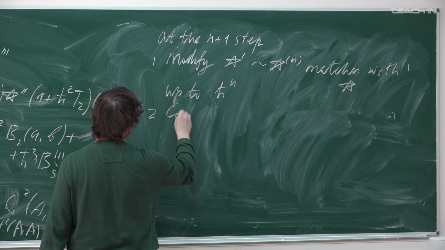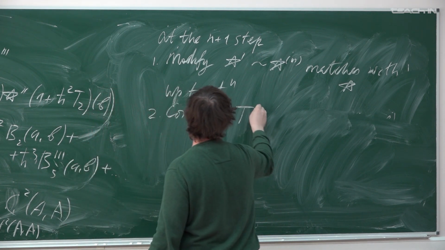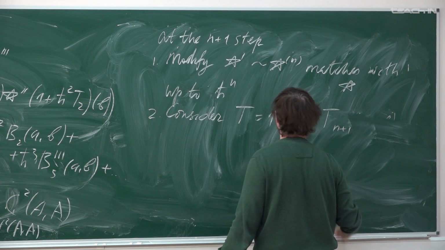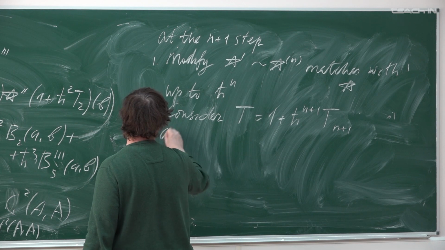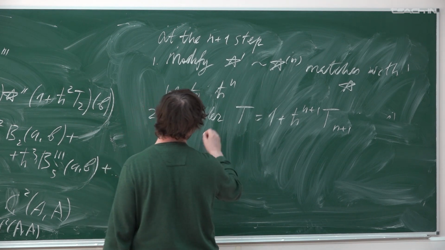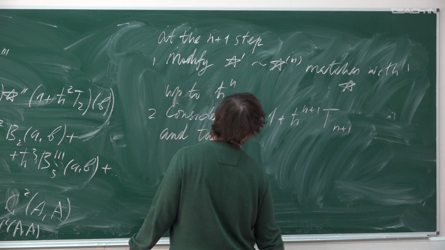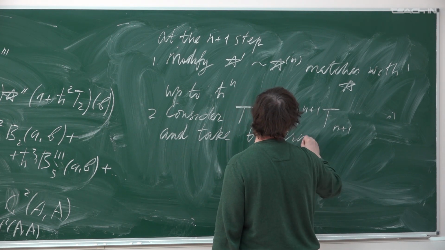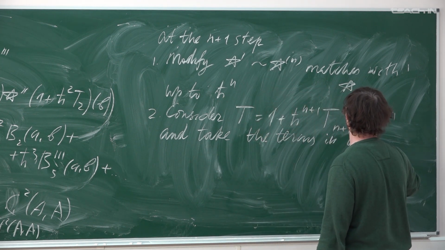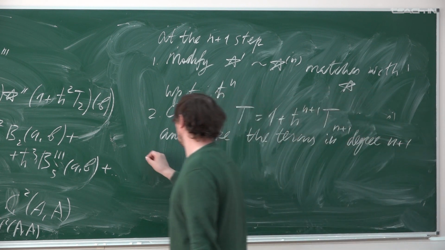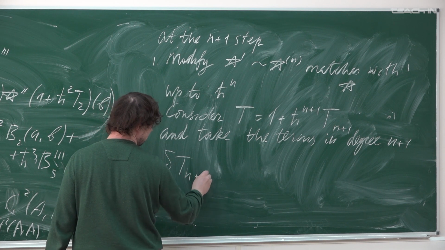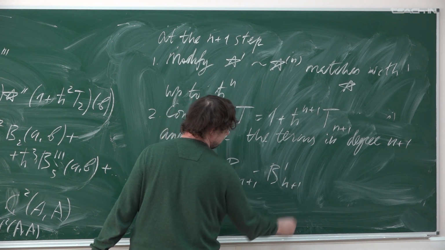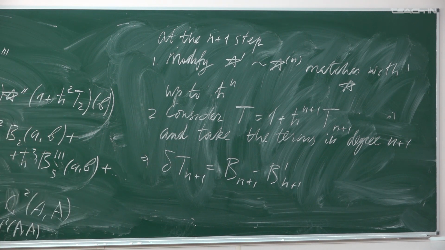Then consider the equation. Consider t equal to 1 plus h bar to the power n plus 1 t n plus 1, and take the terms in degree n plus 1, and that will give us the formula delta of t n plus 1 is equal to b n plus 1 minus b prime n plus 1. And that is exactly what we need, right? And so on and so forth.